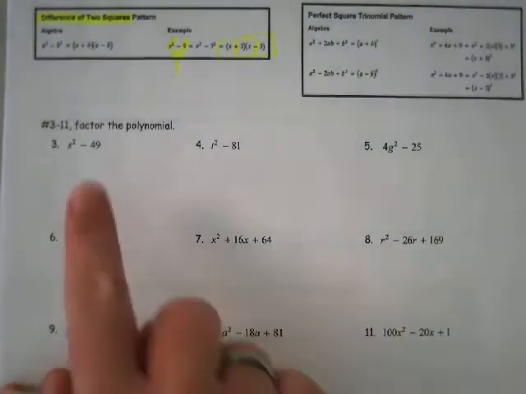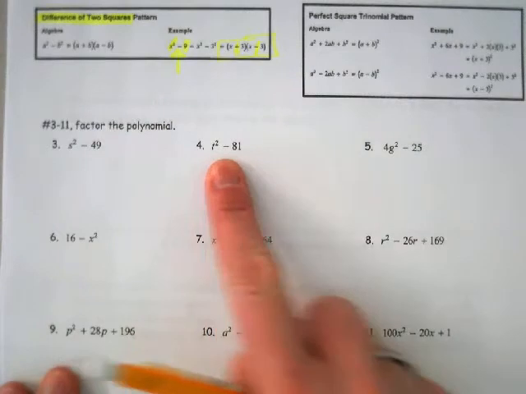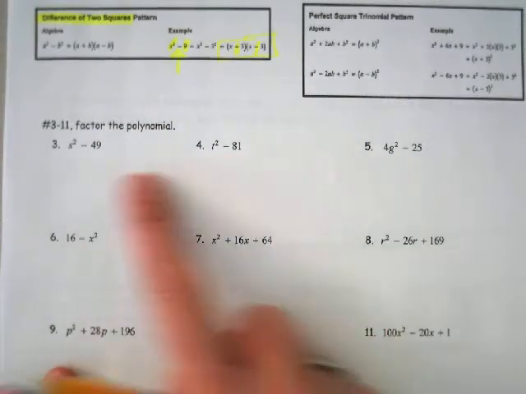So that's the first shortcut. And so let's just practice a few of those. So if we look at the first row, you're going to notice that these are binomials.